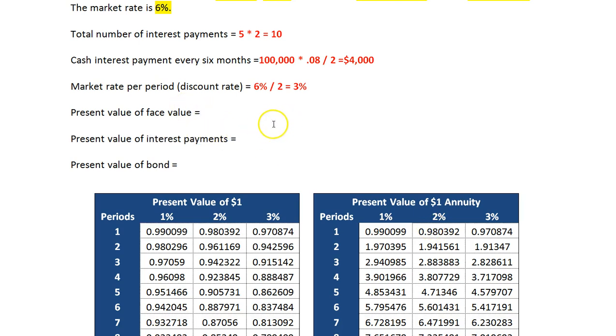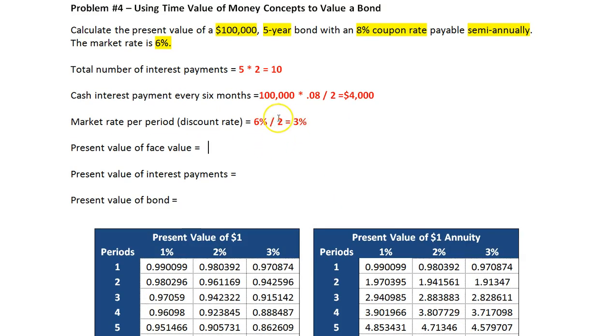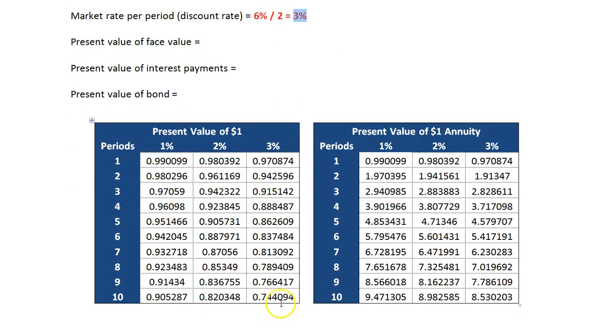So the present value of the face value is going to be 100,000 times the present value factor, which we have to look up. We're going to look it up using the 3% and the 10 periods. So it's going to be this number right here, 0.74409. And I rounded it to the nearest dollar.